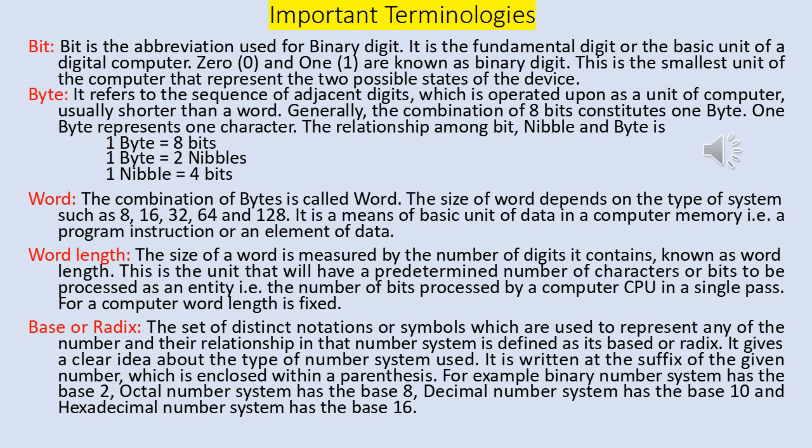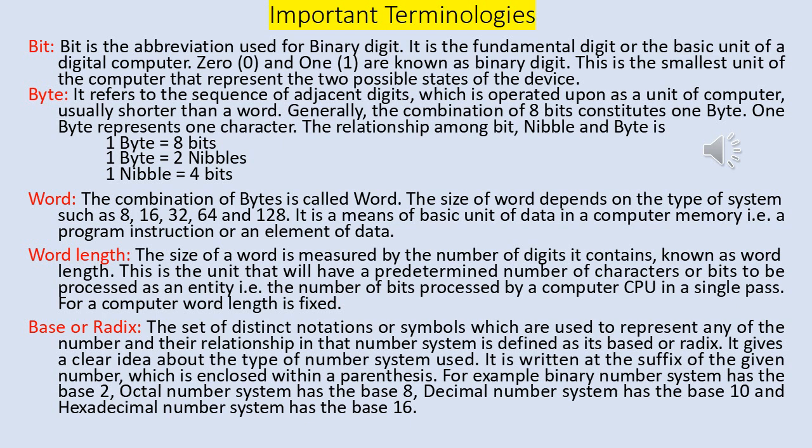Next, byte. It refers to the sequence of adjacent digits which is operated upon as a unit by the computer, usually shorter than a word. Generally, the combination of 8 bits constitutes 1 byte. 1 byte represents 1 character. The relationship among bit, nibble and byte is 1 byte equal to 8 bits, 1 byte equal to 2 nibbles and 1 nibble equal to 4 bits.